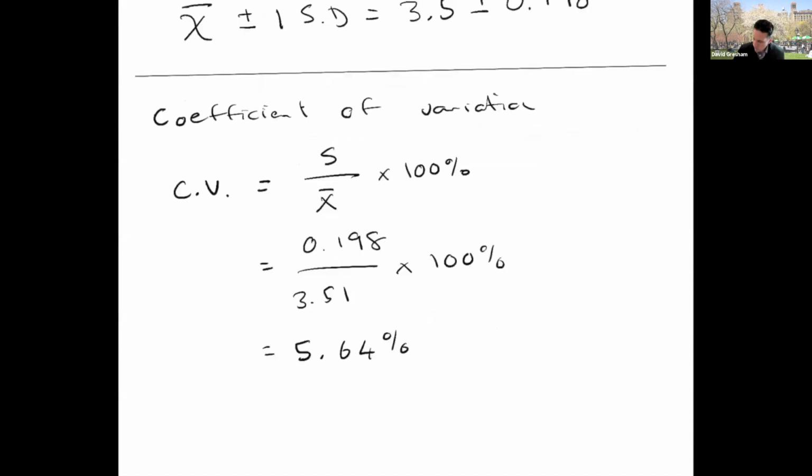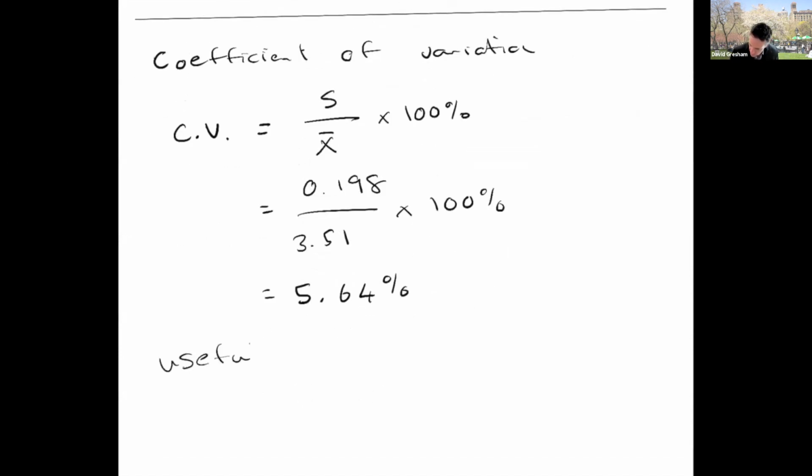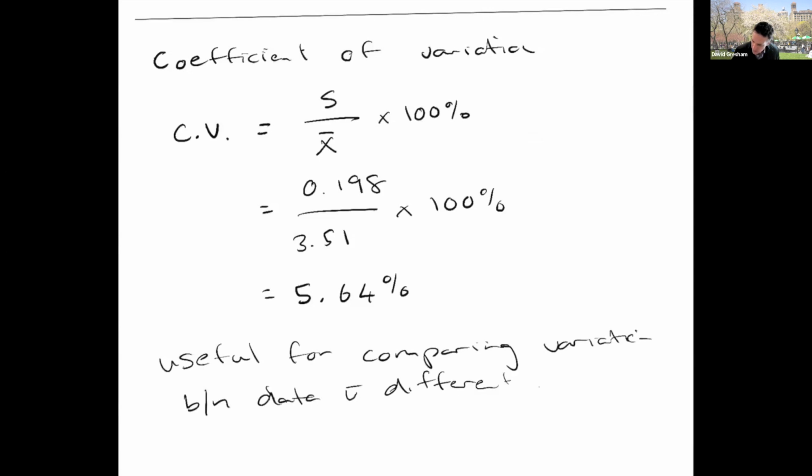And this value is useful for comparing variation between data with different means. So for example, maybe you wanted to compare the amount of variation in this class to a class in the UK where they only have GPAs that go up to 3. They're going to have a different mean, but you'd like to be able to talk about the variation among the class. This would be a way of being able to compare that. So that's a useful metric to have.